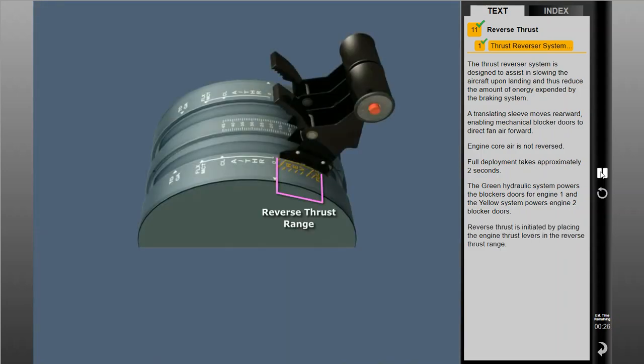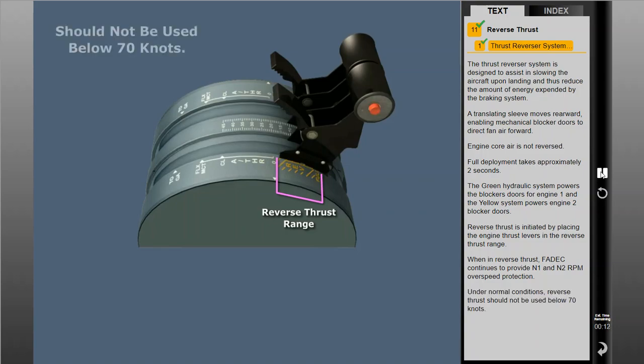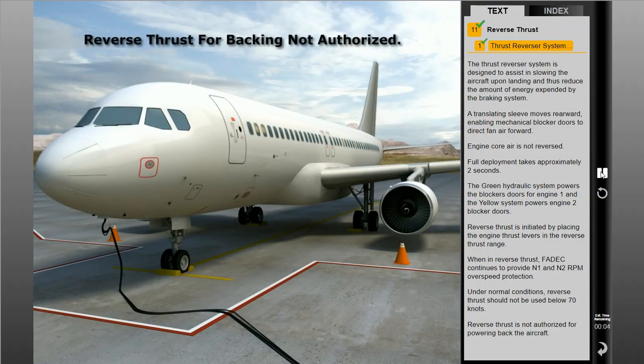Reverse thrust is initiated by placing the engine thrust reversers in the reverse thrust range. When in reverse thrust, FADEC continues to provide N1 and N2 RPM overspeed protection. Under normal conditions, reverse thrust should not be used below 70 knots. Reverse thrust is not authorized for powering back the aircraft.